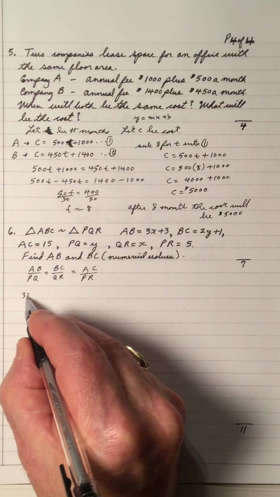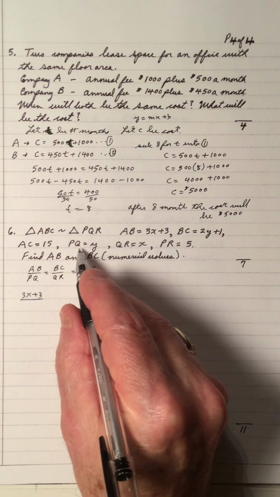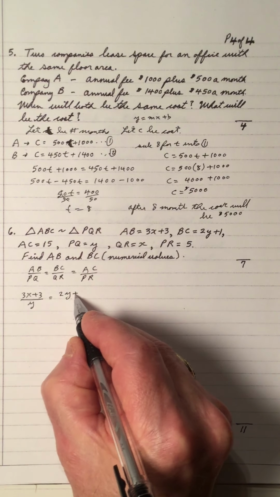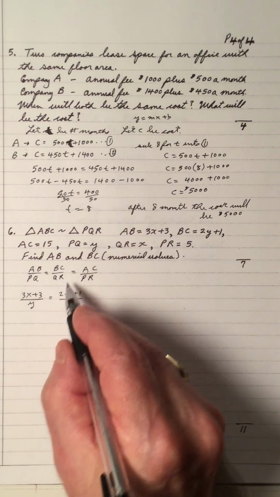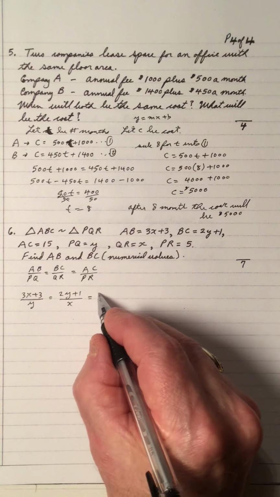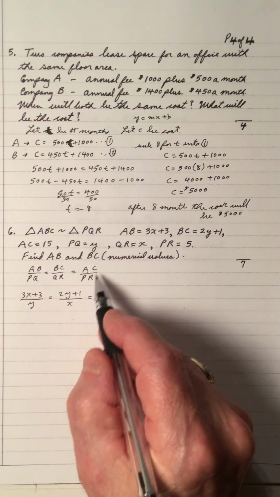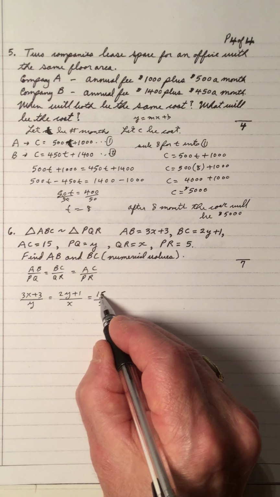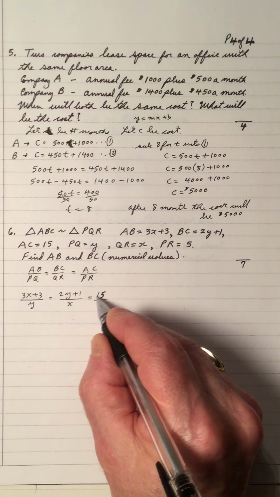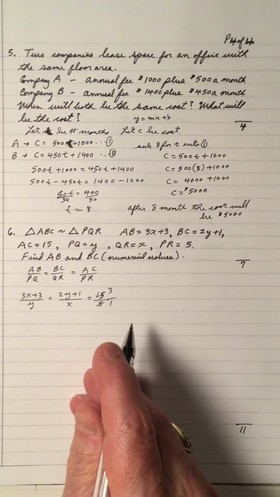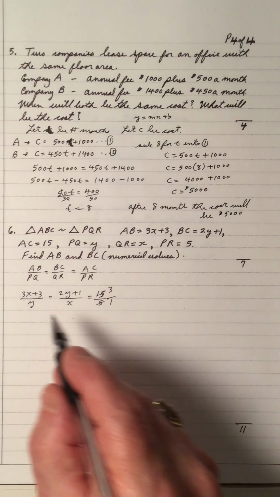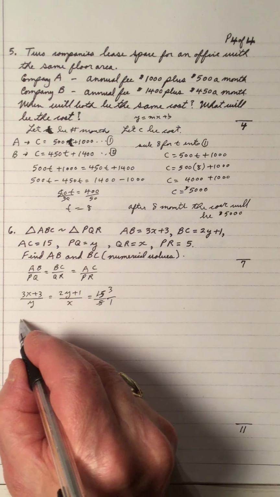So AB is 3x plus 3. PQ is y. BC is 2y plus 1. QR is x. AC is 15. And PR is 5. So we have 3 ratios equal. So 15 over 5 can reduce to 3 over 1. Make it easier. But if you keep the numbers higher, you've got to do a little bit more work. Now, because we have the equation, let's come up with three proportions, or two proportions.